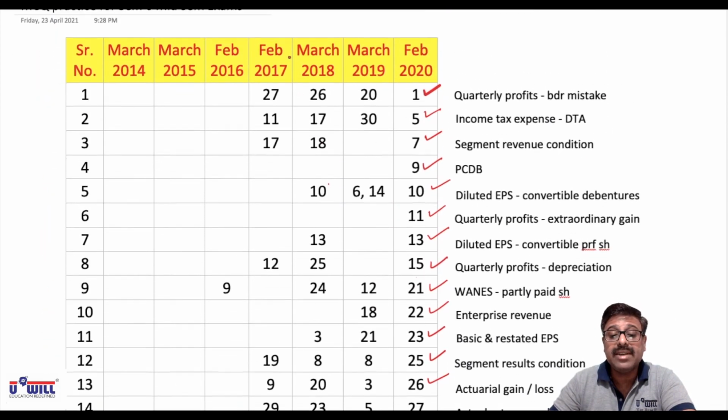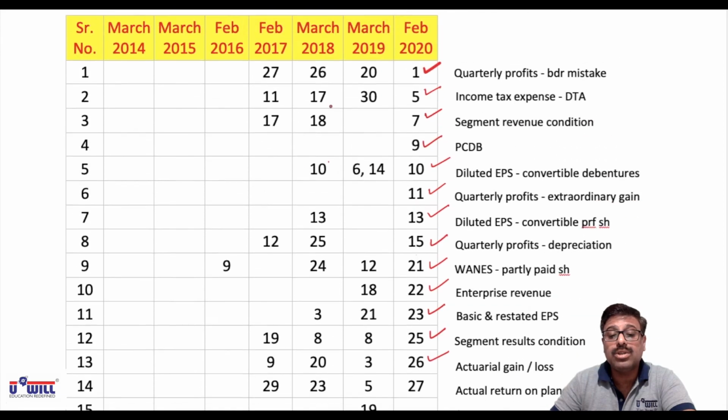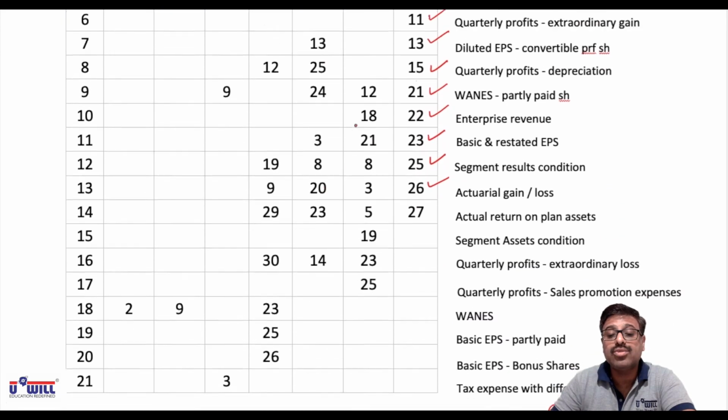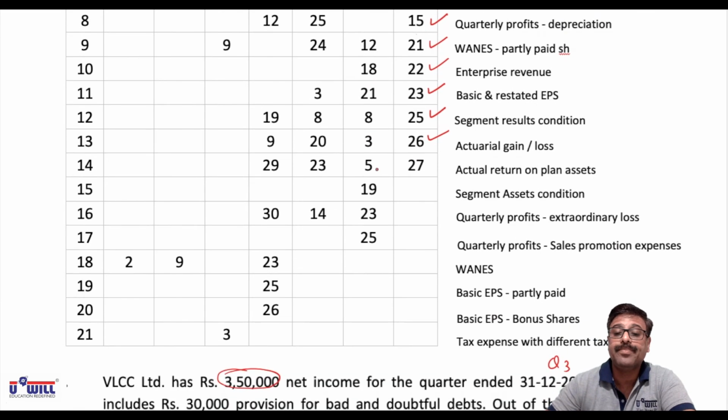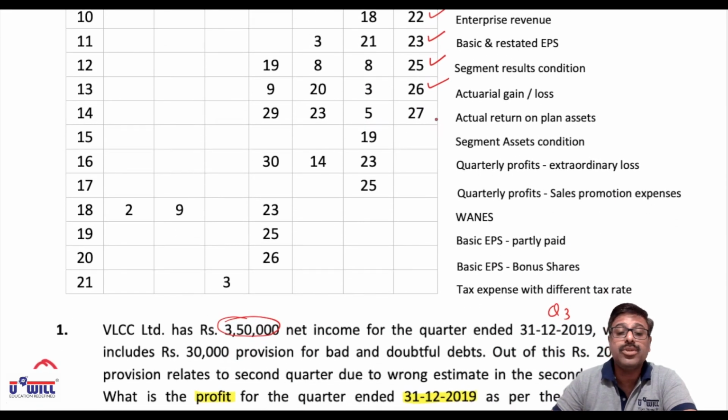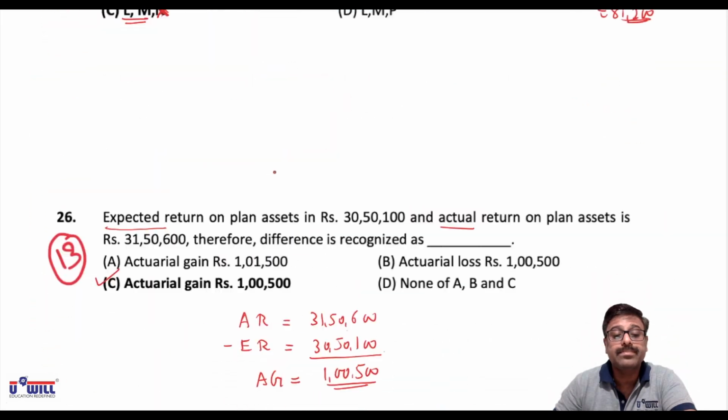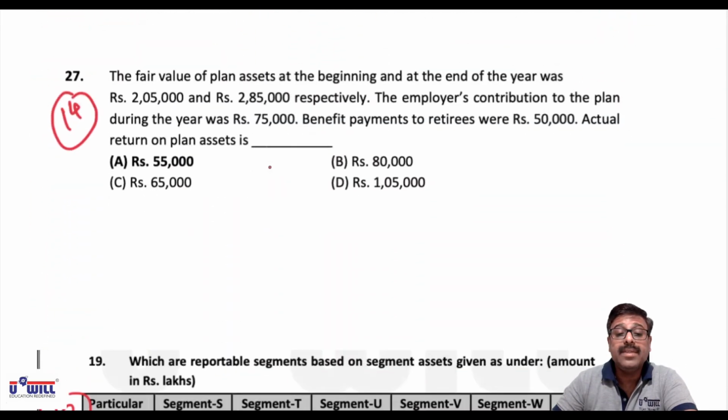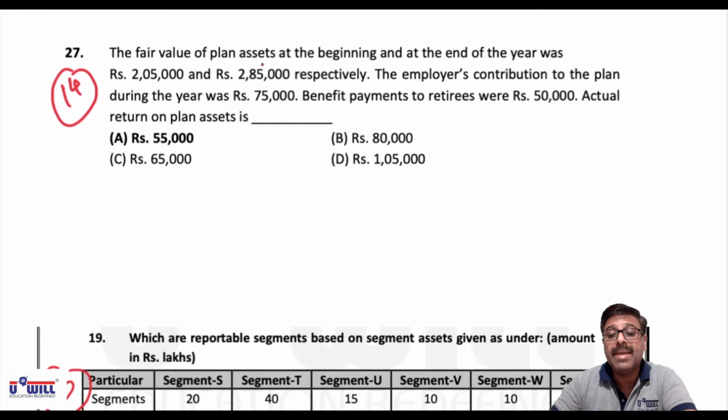Similar to this, you all try question numbers February 2017's question 9, March 2018's question 20, March 2019's question 3. Now look at the 27th question of the same exam, 14th variety. The fair value of plan assets at the beginning. Now beginning we used to minus, and the end was our starting point.